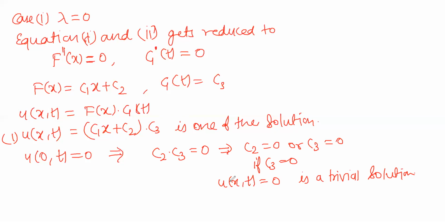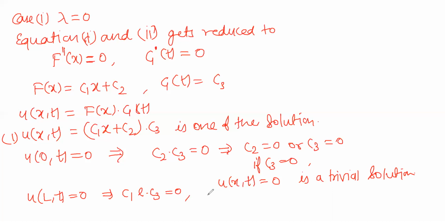Okay. So now I'll get basically a trivial solution when C3 is 0, and when C2 is 0, I'll apply another condition. I have another one. So if I apply another condition, u of L comma t equal to 0, then, since C3 was 0, we get a non-trivial solution. So here C3 is non-zero. That means C2 is 0. So if C2 is 0, then I'll be getting C1 L into C3 equal to 0.